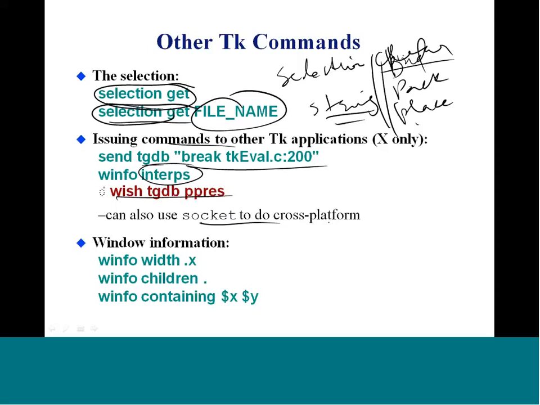And also we can get the window information. The window information command is winfo, and if you say winfo width of this particular window, it returns the width of the window, and then what are the children. So what are the associated windows which are defined as part of the .x, or here the top level, so it gives you all the ones. You can also ask a specific request as to what is the window containing this particular location.